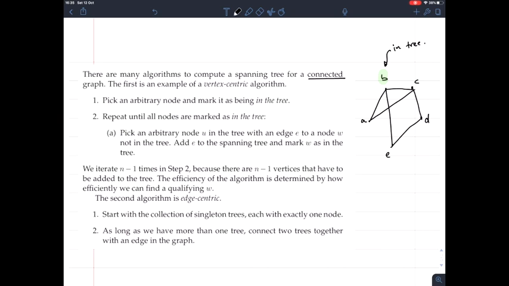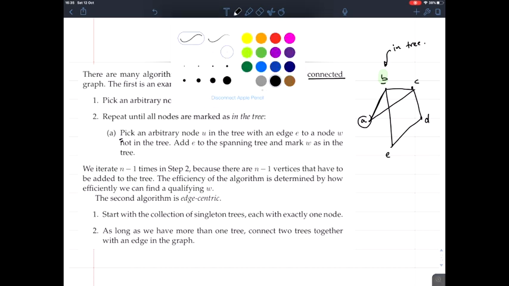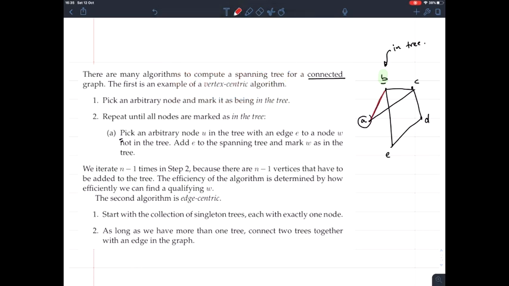So here we go, we pick an arbitrary node in the tree. Well, at the moment we've only got one, so that's B, with an edge to a node W that's not in the tree. Okay, so I've got an edge here to a node A, which is not in the tree. So the rule says we're going to add this to our spanning tree, and we're going to mark A as in the tree.